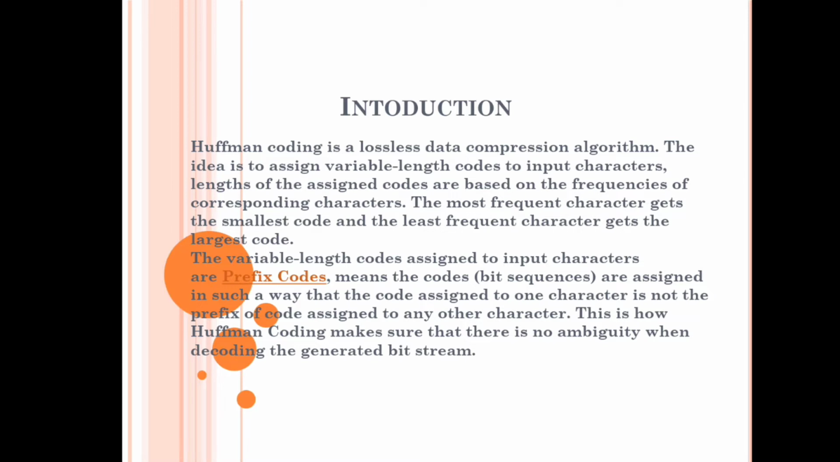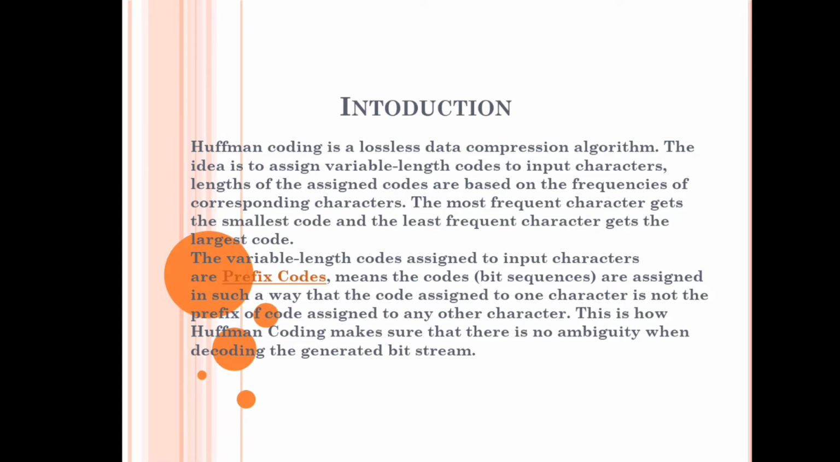Huffman coding is a lossless data compression algorithm. The idea is to assign variable length codes to input characters. The length of the assigned codes is based on the frequency of the corresponding characters. The most frequent character gets the smallest code and the least frequent character gets the largest code.